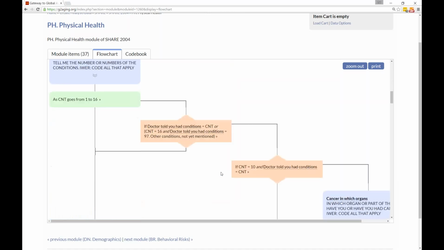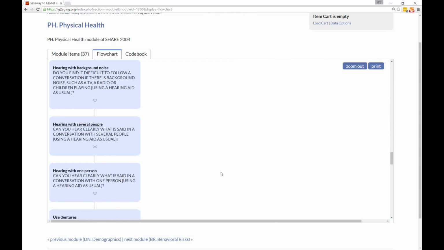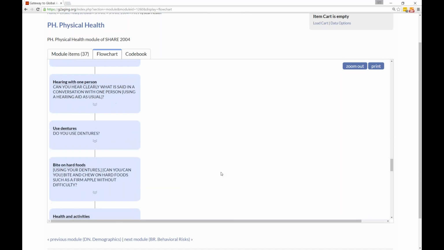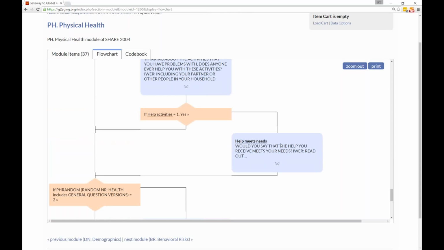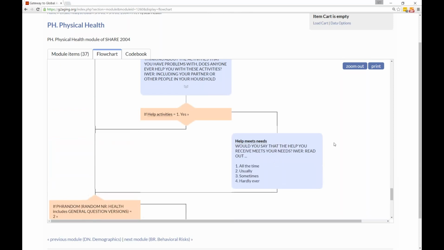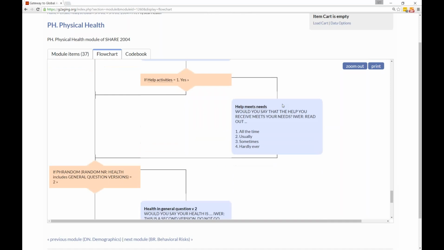And then if we scroll through, you can see that we have the whole survey, and you can see the survey skip patterns. It's really important to account for skip patterns if you're doing your own analysis. Say you're interested in using this question: would you say that the help you receive meets your needs? All the time, usually, some of the times, or hardly ever. But this question was only asked if people said that they had these needs previously. So you want to make sure that you've accounted for people who didn't have those needs at all, so those people can still be included in your research.